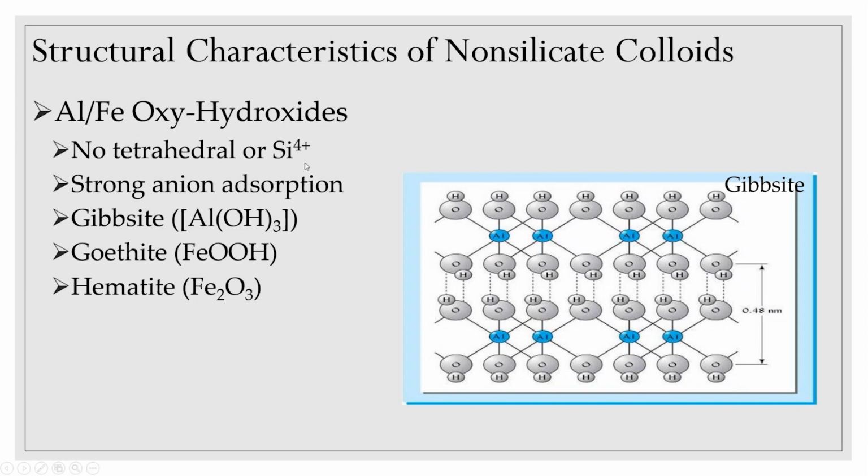So if you're dealing with gibbsite or goethite or hematite, if you start getting into these soils and you can't figure out why you are not able to grow any plants, it's probably because there's no cation exchange capacity. There's only anion exchange capacity.